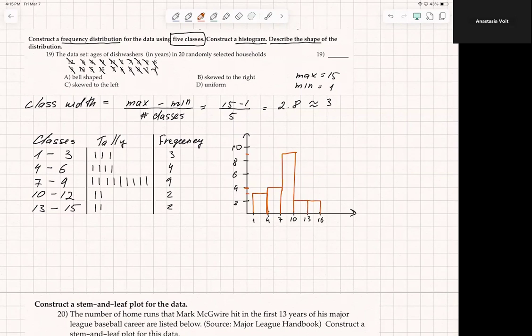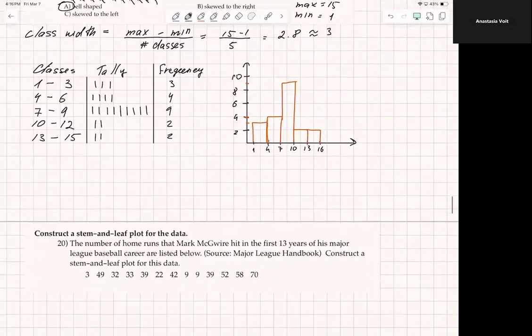Now, let's look at the shape. It is approximately normal, right? So we have some values on the left side, some values on the right side, but the majority or the peak happens somewhere in the middle, right? So we have something like this. It might be a bit skewed, or maybe it would ideally be bell shape if, for example, the fourth class had a bit higher frequency, but that also works fine. So we are approximately normal. We are not skewed anywhere. We are not uniform. So the answer for this question would be bell shape. Okay, next one.